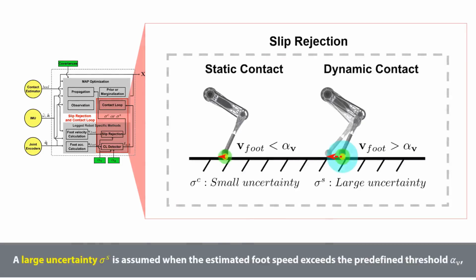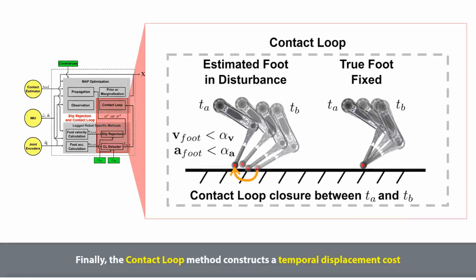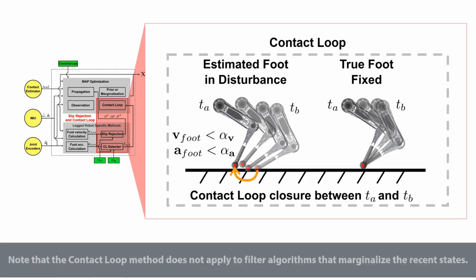A large uncertainty sigma s is assumed when the estimated foot speed exceeds the predefined threshold alpha v, whereas a small uncertainty sigma c is presumed when the estimated foot speed is lower than the threshold. Finally, the contact loop method constructs a temporal displacement cost when the calculated foot velocity and acceleration are lower than the thresholds alpha v and alpha a. Note that the contact loop method does not apply to filter algorithms that marginalize the recent states.